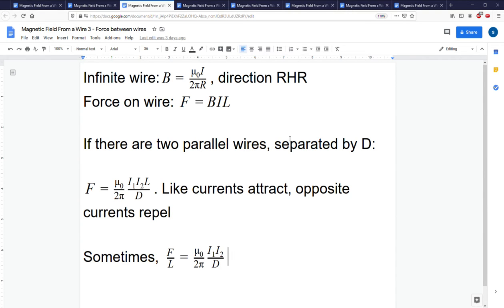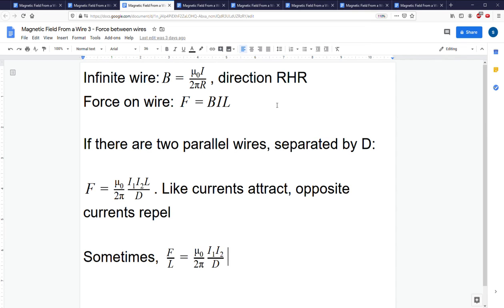In our last lecture, we saw that an infinitely long wire carrying a current will create a magnetic field around it with a magnitude mu sub naught I over 2 pi r, direction determined by the right-hand rule. Last week, we learned that a magnetic field can exert a force on a current-carrying wire. If the direction of the magnetic force is perpendicular to the direction of the wire, then the force on that current-carrying wire is B times I times L.